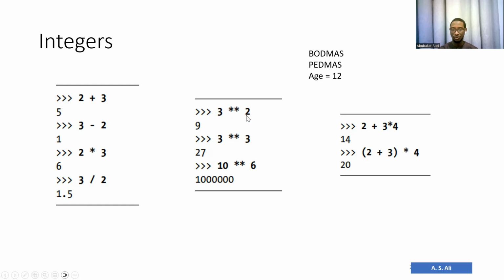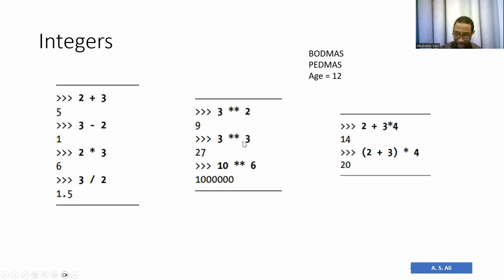So 3 raised to power 3 is 3 exponential 3. This is 27. So it's the same as saying 3 times 3 times 3. Okay, we have 10 to power 6, which is 10 times 10 times 10. So that's just saying this is 1 million. Okay, yeah, 1 million. All right.